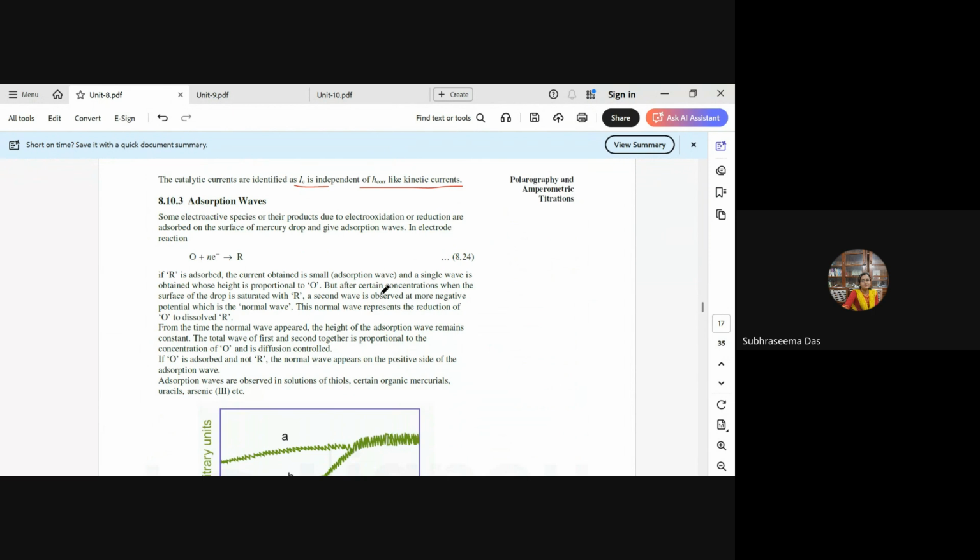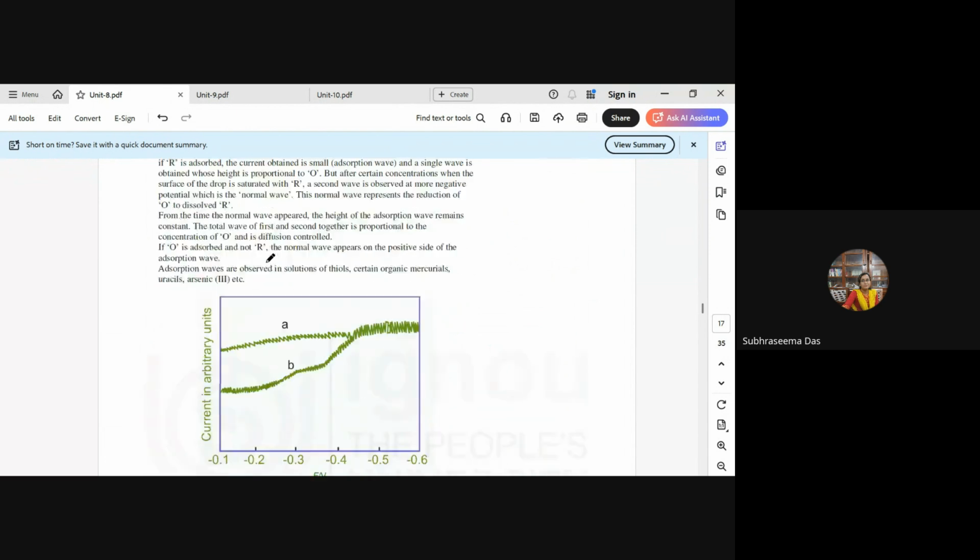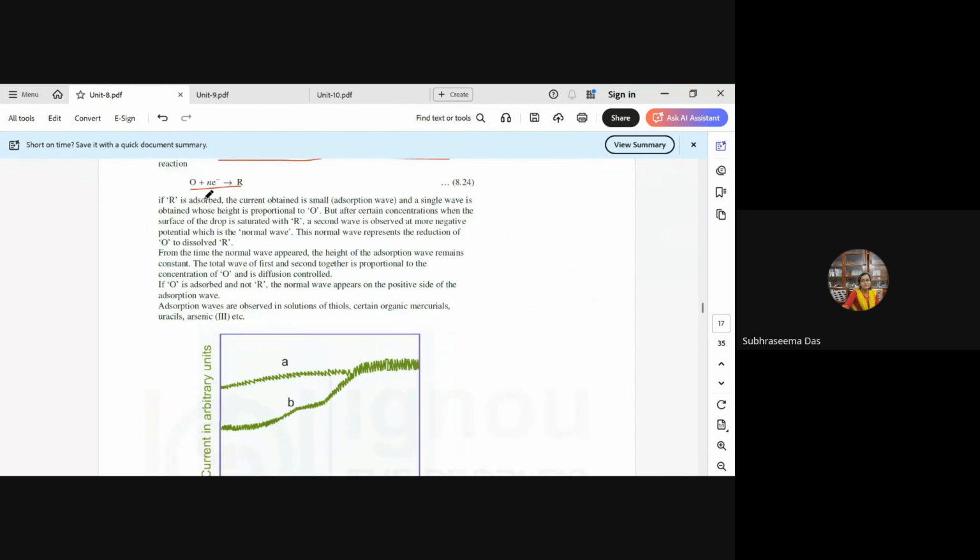Some electroactive species or their products, due to electro-oxidation or reduction, are adsorbed on the surface of the mercury drop and give adsorption waves. So in the electrode reaction O plus ne forming R, if R is adsorbed, then the current obtained is a very small adsorption wave, and a single wave is obtained whose height is proportional to O.